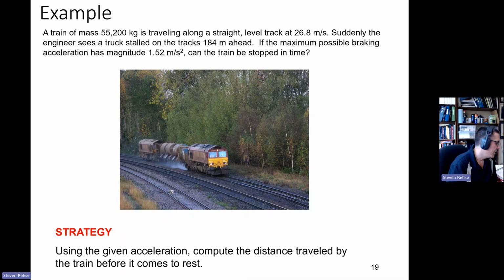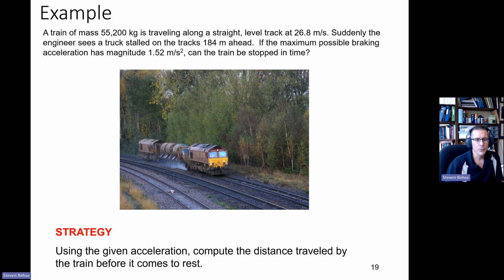You can see that the last problem that we left off on was this example of a train. On the screen here, I'm showing my tablet. It says a train of mass 55,200 kilograms is traveling along a straight level track at 26.8 meters per second. Suddenly the engineer sees a truck stalled on the tracks 184 meters ahead. If the maximum possible braking acceleration has magnitude 1.52 meters per second squared, can the train be stopped in time?